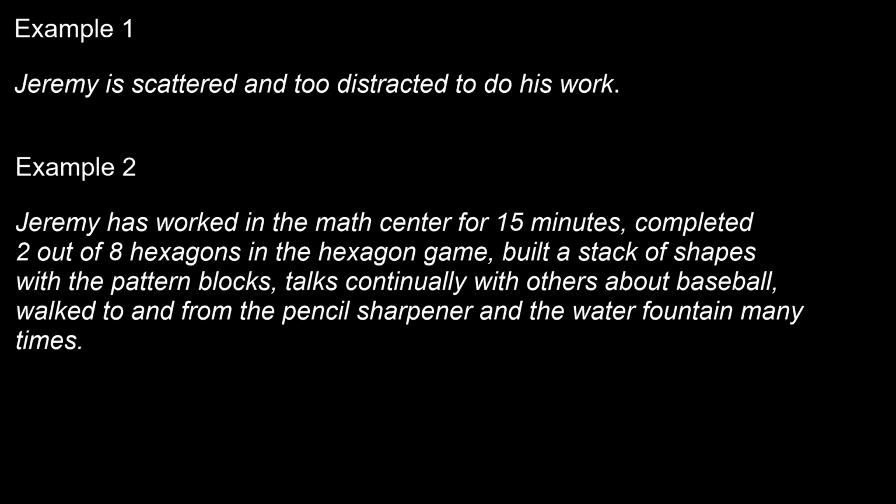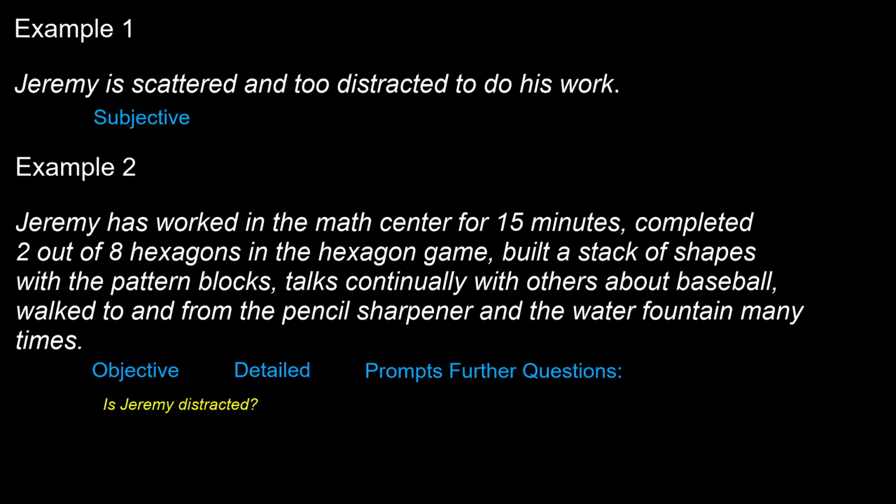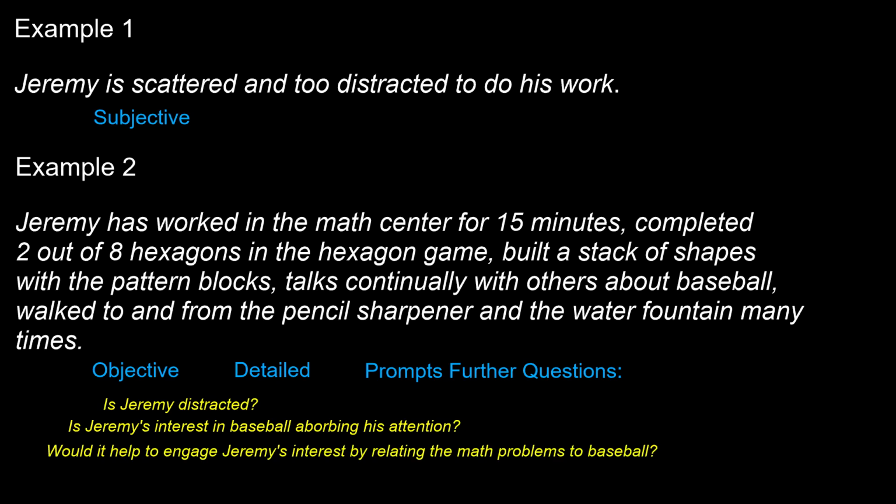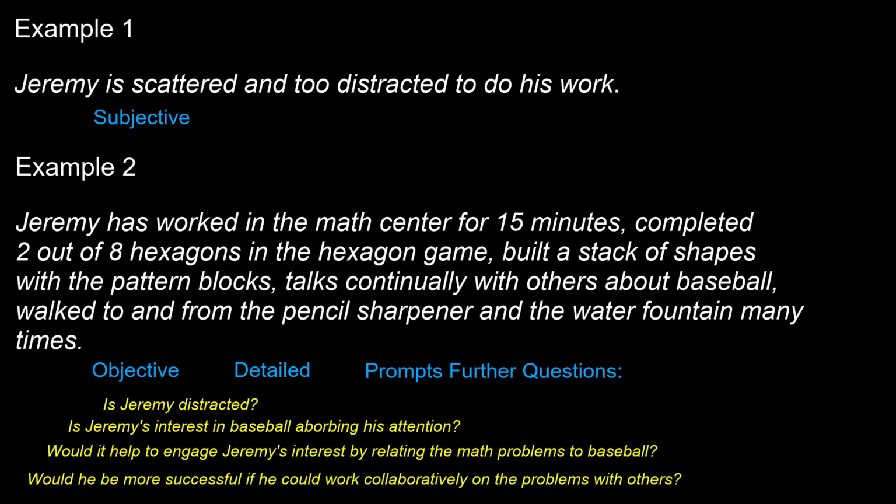Although both records convey that Jeremy is not actually completing his math work, the first gives only the teacher's impressions. The second record describes Jeremy's actions and provides enough detailed information to explain why he is not completing his work. It allows the teacher to ask questions about how to support Jeremy's success as a learner. Is Jeremy distracted? Is his interest in baseball absorbing his attention? Would it help to engage Jeremy's interest by relating the math problems to baseball? Would he be more successful if he could work collaboratively on the problems with others?